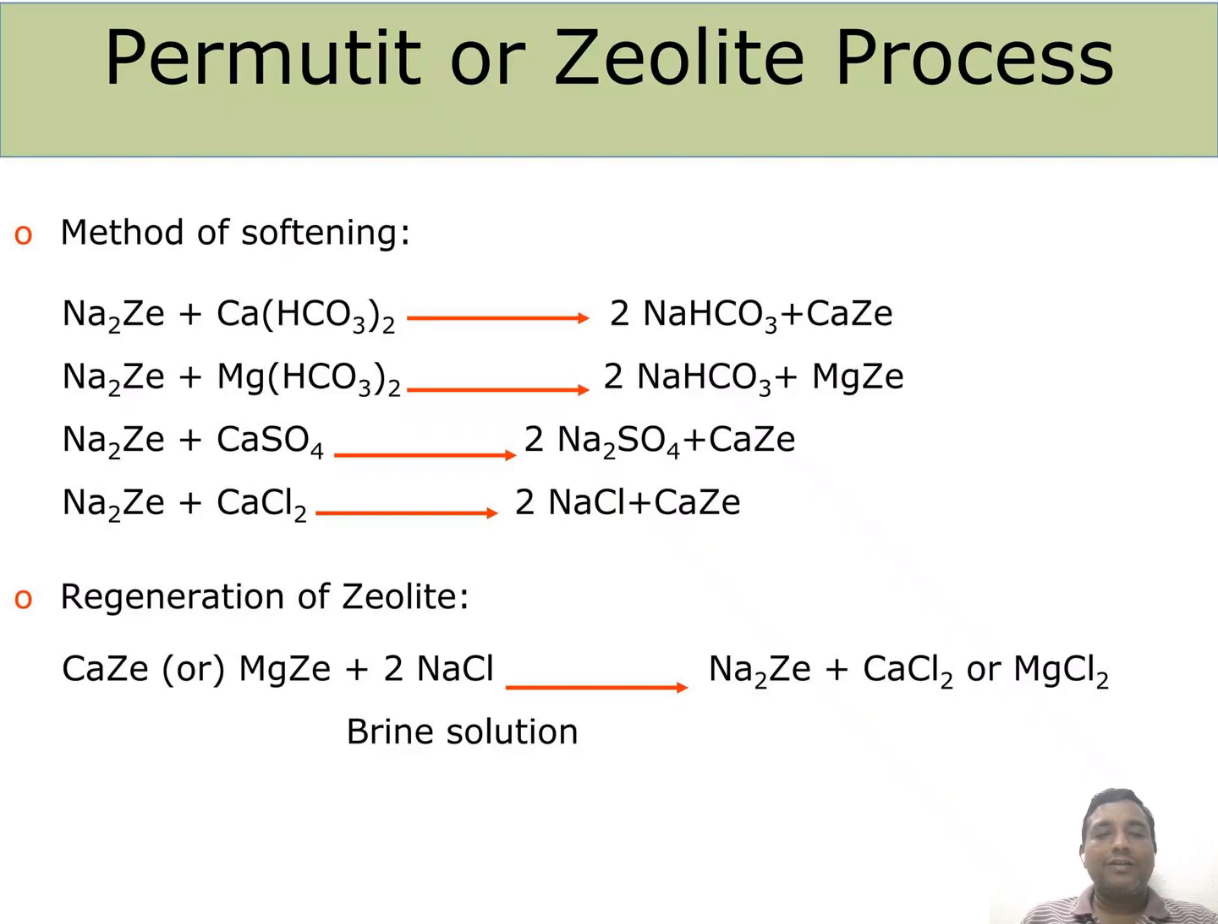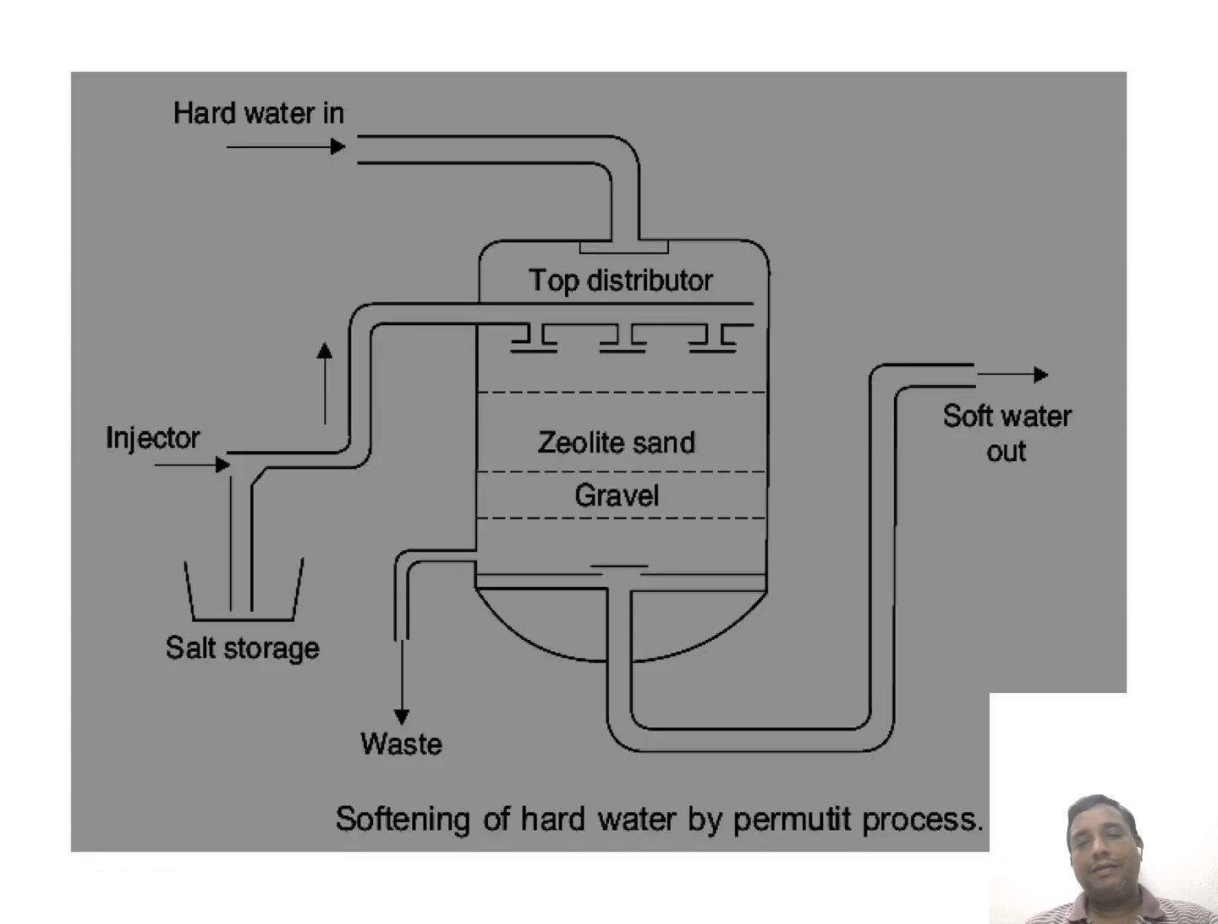Then the regeneration reaction of zeolite. CaZ or MgZ plus NaCl brine solution gives Na2Z plus CaCl2 or MgCl2. Next, these are the outline of the zeolite process or permutit process.